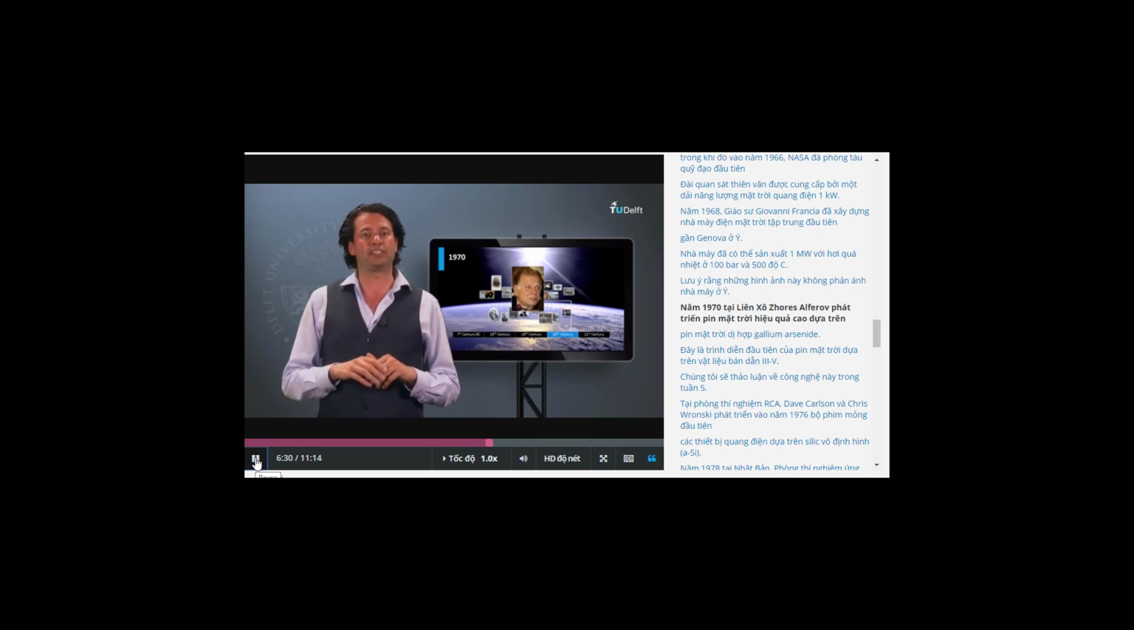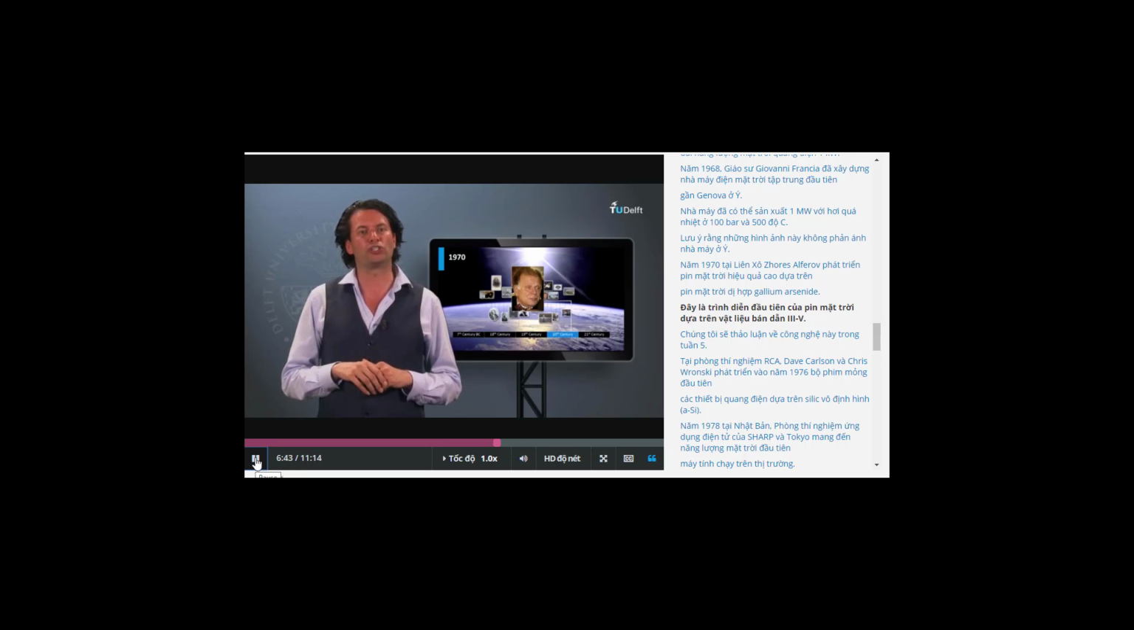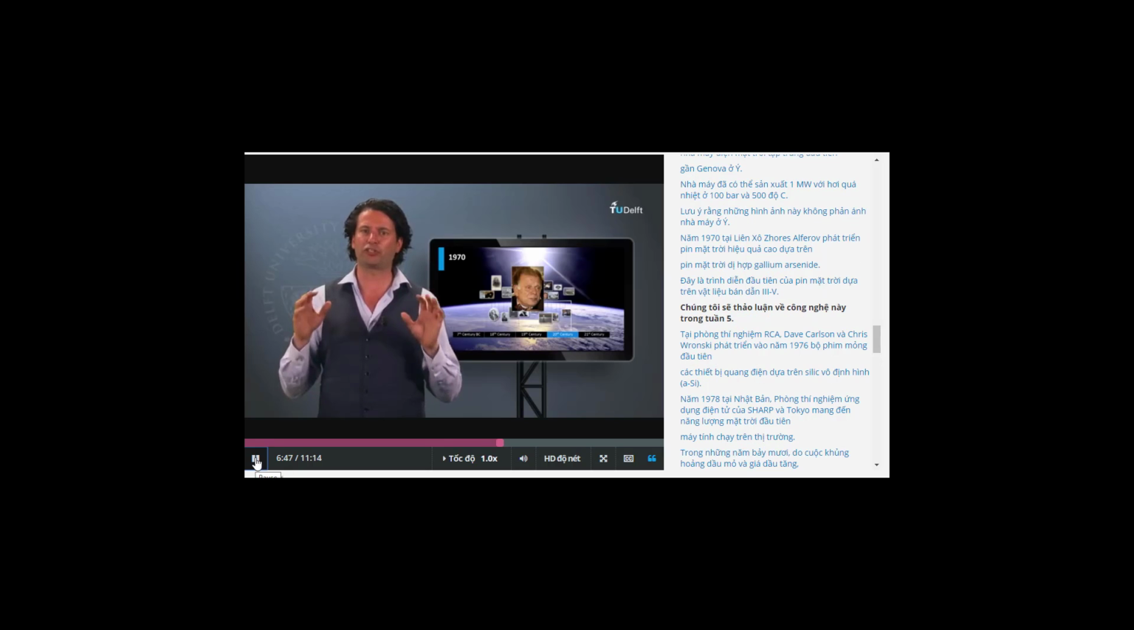In 1970 in the Soviet Union, Zhores Alferov develops the high-efficiency solar cell based on gallium arsenide heterojunction solar cells. This is the first demonstrator of a solar cell based on III-V semiconductor materials. We will discuss this technology in week 5.